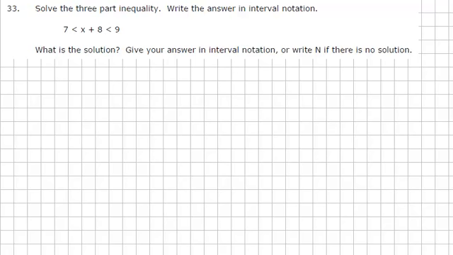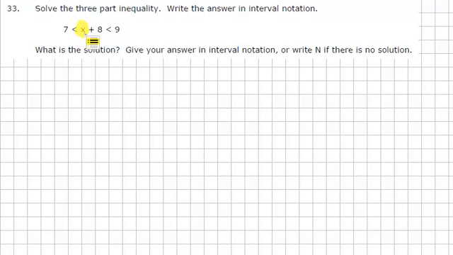In order to solve the three-part inequality, what we need to do is to isolate and get the x by itself. So in order to accomplish that, we just need to remember that whatever we do to one part, we must do to all three parts. And whenever we multiply or divide by a negative number, we'll need to reverse the direction of the inequality symbols.